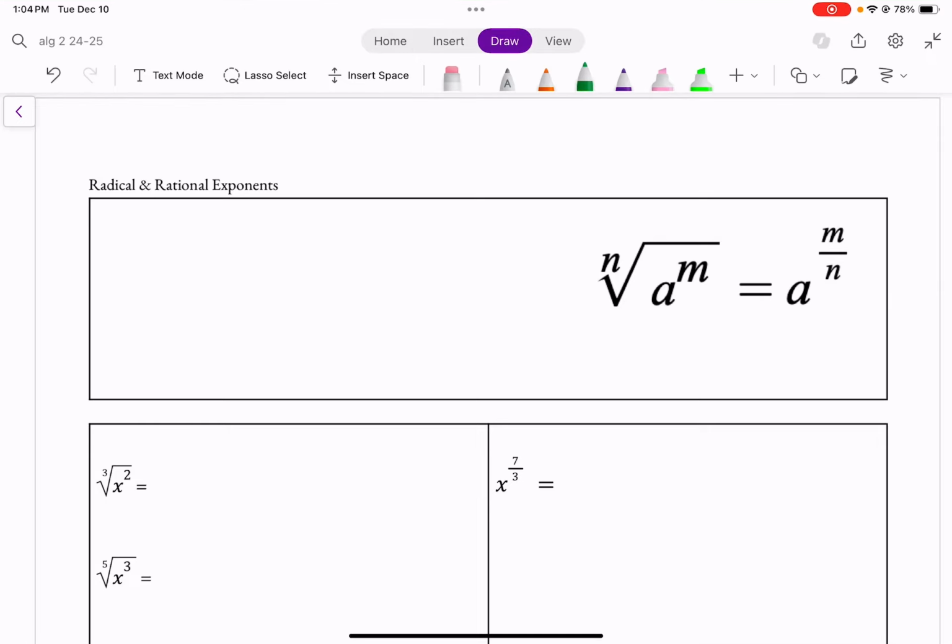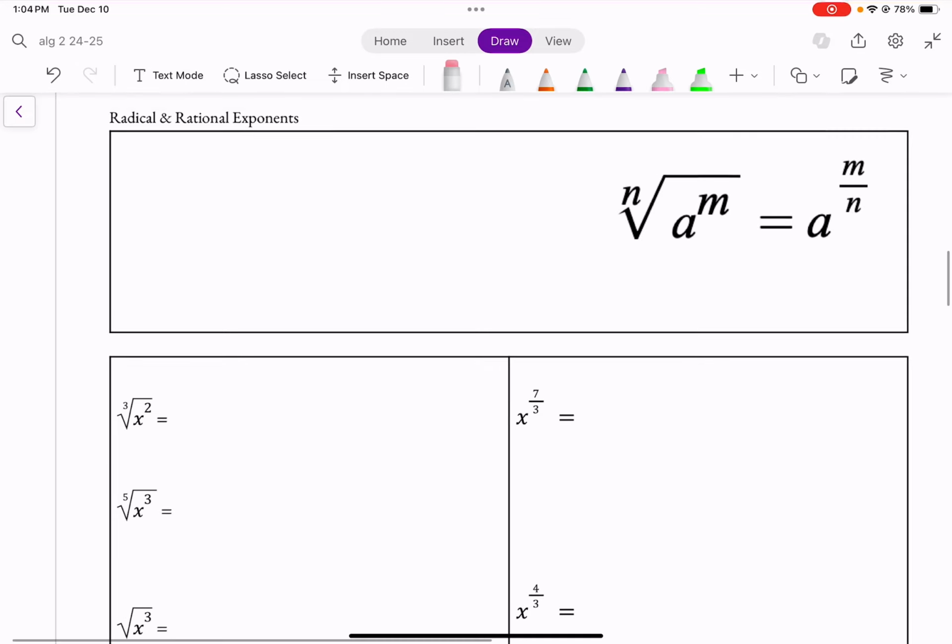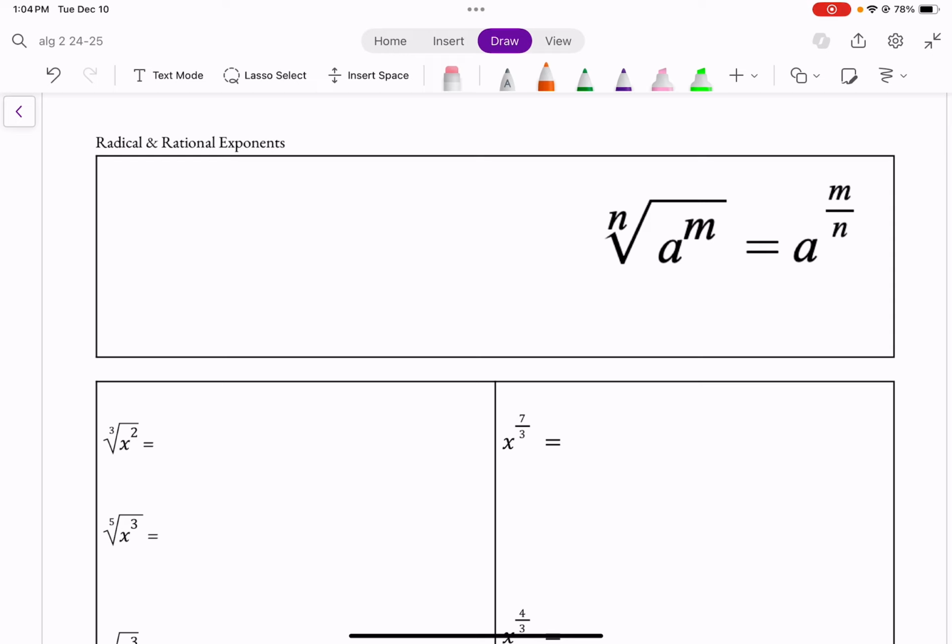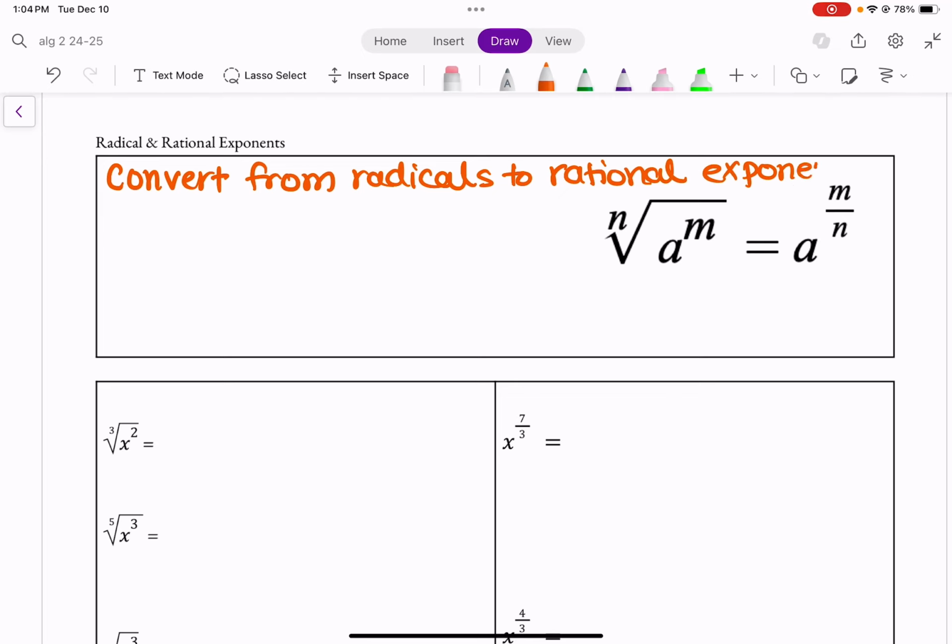Okay, so there is actually one more exponent rule that we're going to be talking about, okay? And that exponent rule tells us how to convert from radicals to rational exponents. And if you're confused about what rational means, rational is just another word for fractional. Okay? So anytime we have a radical, we can rewrite it as a rational exponent or fractional exponent. Okay? And so this is the rule right here.